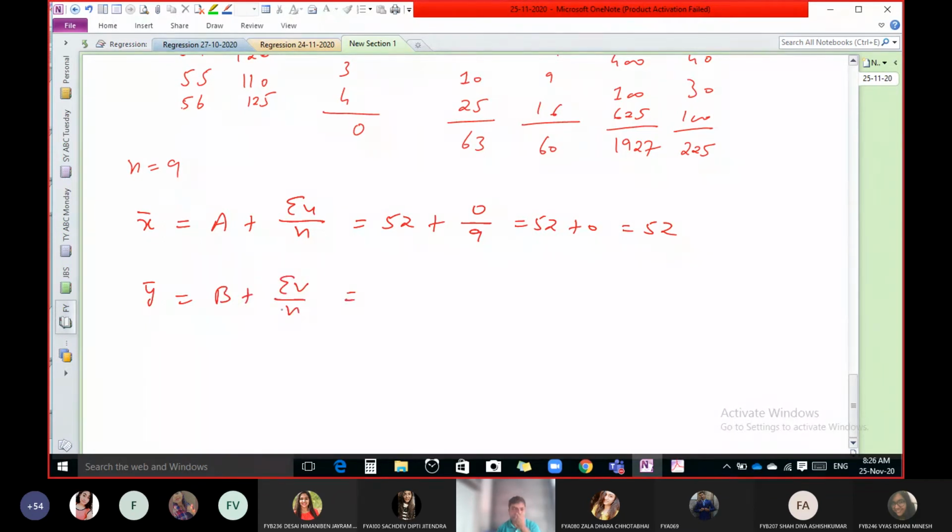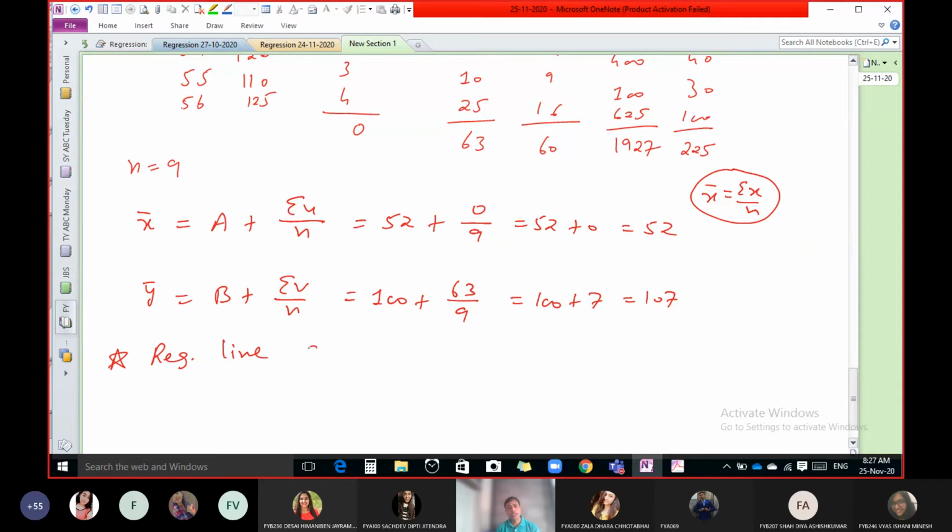B plus sigma v upon n. Our B is 100. Sigma v is 63 upon n, 9. 100 plus 7, 107. So now we have x bar and y bar. You can use the formula of x bar like this, you will get the same answer. But already I have sigma u and sigma v, so no need to waste time to calculate x bar by using this formula. Okay. Now let us start.